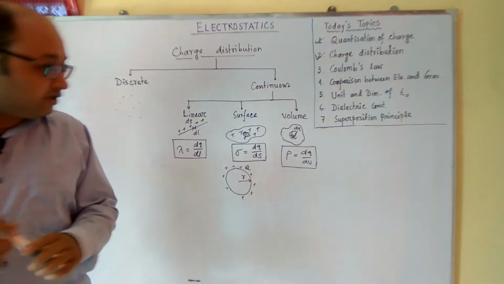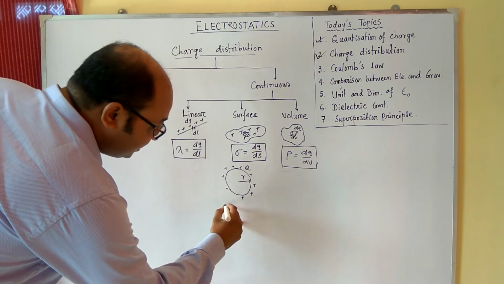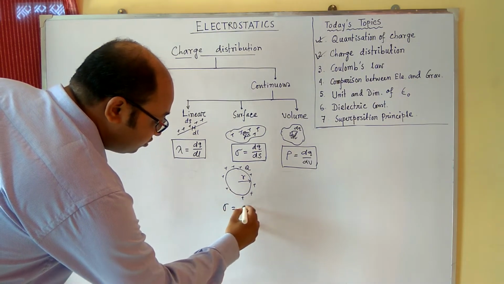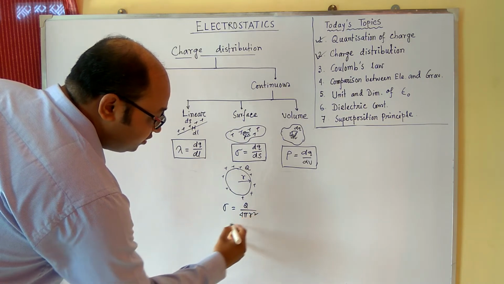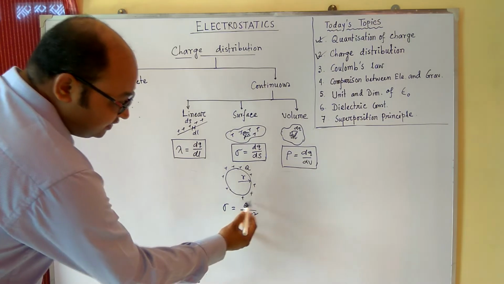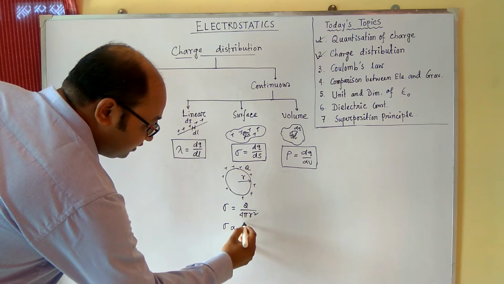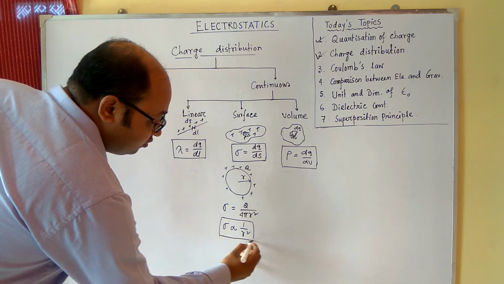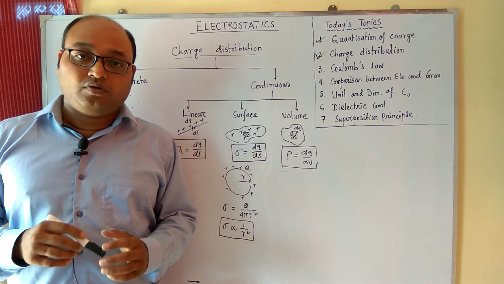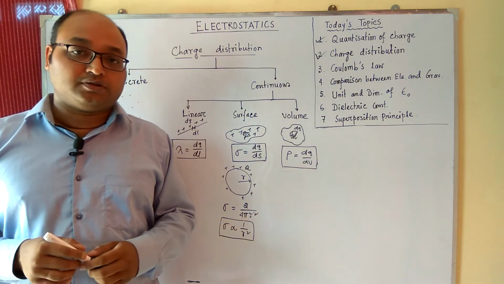Now for this sphere, the charge is distributed over its surface. So the charge density here is sigma is equal to Q over its surface area, which is nothing but 4 pi r square. Here you see that this Q is constant and that 4 pi is also constant. So from this, the surface density of charge is proportional to 1 by r square.